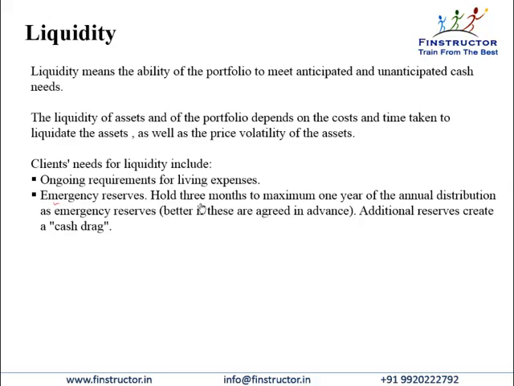Generally speaking, you should not hold more than 3 to 6 months of the annual distribution as emergency reserves. So if 10% was the required return or 10% is the living need, then not more than 6 months should be held as liquid cash, because these would create a drag as they will not be invested and they will not be generating the optimal return.